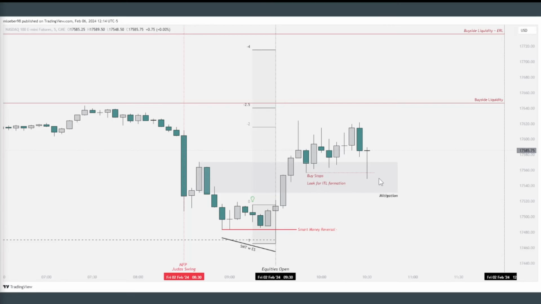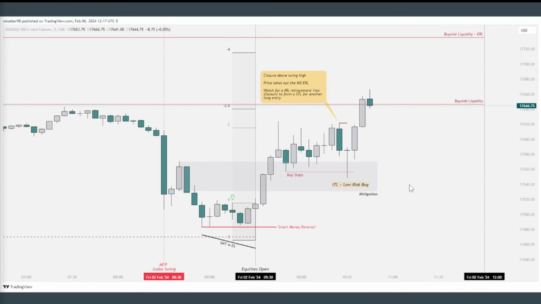So what I'm going to look for next is price to push up, closing above this high, confirming our intermediate term low, and then looking for a short term low to form to the right of that. And as you can see, our next step, what we just did, we had our intermediate term low, which is labeled as our low risk buy. Price pushes up, closing above our swing high here. And we took out the relative equal highs, that M5 external range liquidity pool.